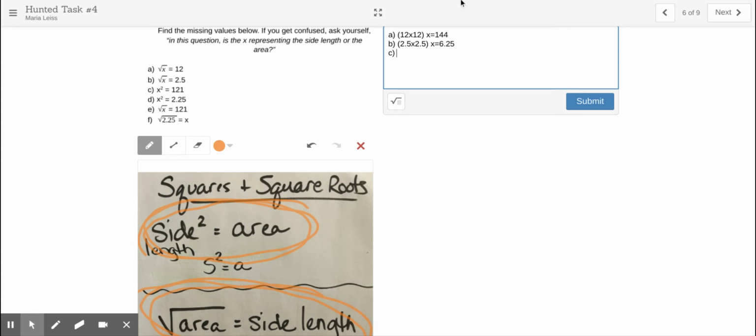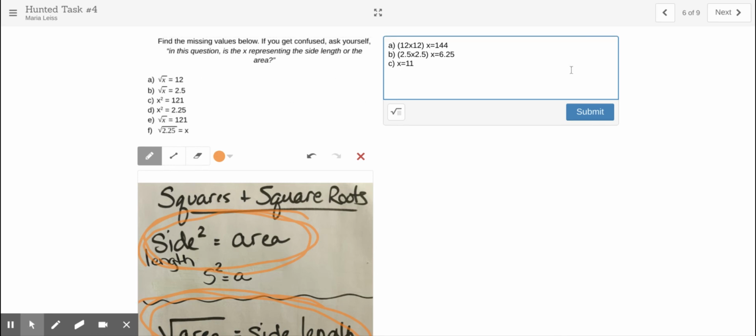Secret shortcut. If you go to the Desmos calculator, type in that square root symbol, because all you're really going to be doing is taking the square root of 121, and you'll find out that it's 11, because 11 times 11 is 121. So you're going to do the same thing for these last 3 problems.